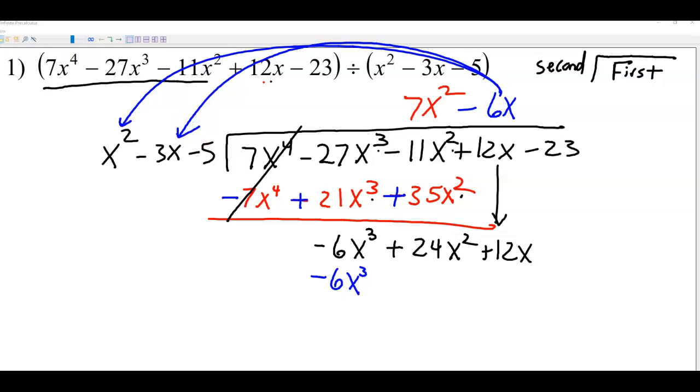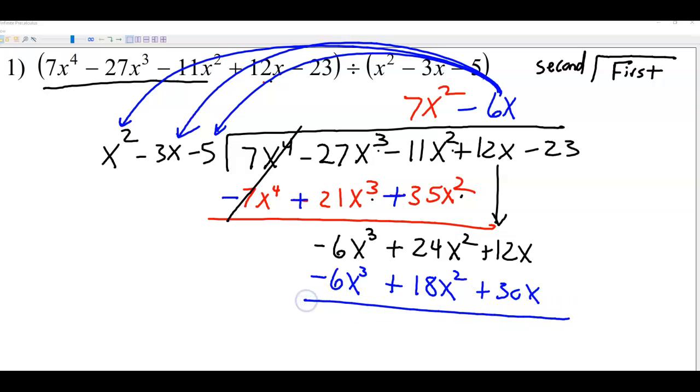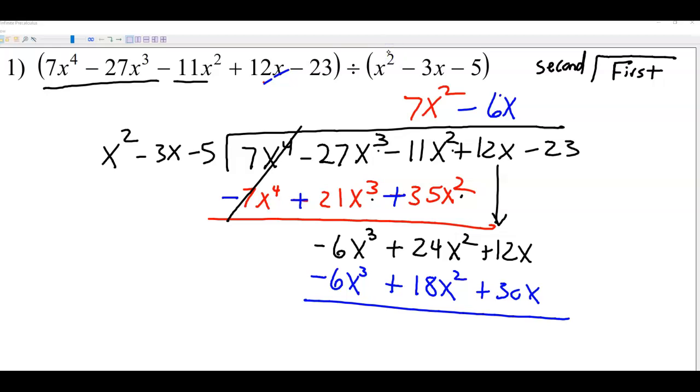How about that one? Negative 6x times negative 3x. First of all, what's a negative times a negative? Okay. And what's 6 times 3? 18. And x times x? X squared. And then the last one, we have negative 6x times the negative 5. Very good. Positive 30x. Okay? So we're just repeating the same steps we did before.